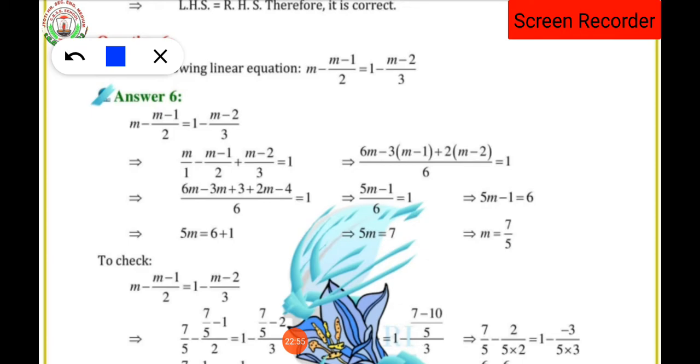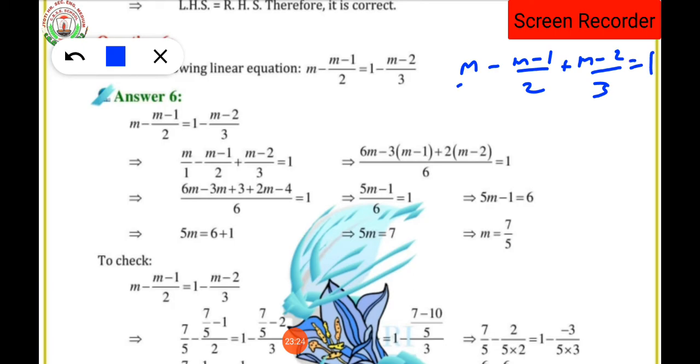Okay, now calculating the value of m. So here we have to calculate the value of m, isn't it? So first of all, what we have to do is transposing the m terms towards one side. Here we have transposed the m terms towards one side, and the non-m terms, that means only 1, will remain on the right hand side.